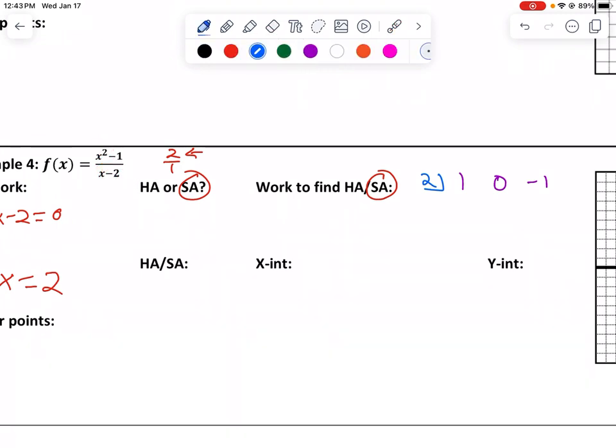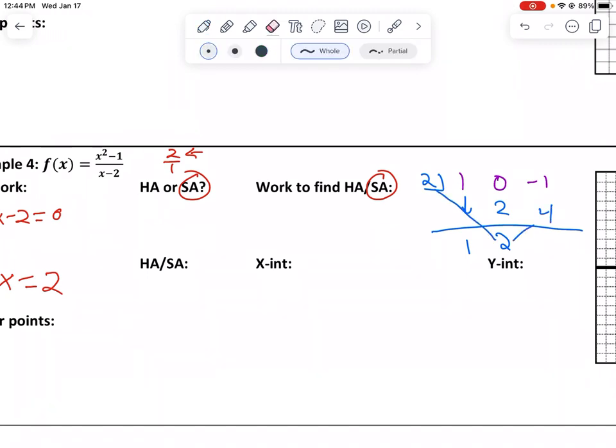And then we bring down the 1. 2 times 1 is 2. And then I combine these. 0 plus 2 is 2. And then 2 times 2 is 4. And then I combine these and I get 3.